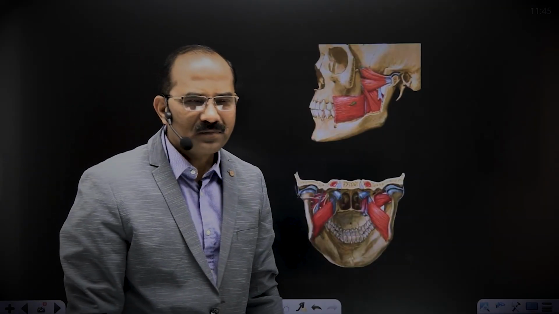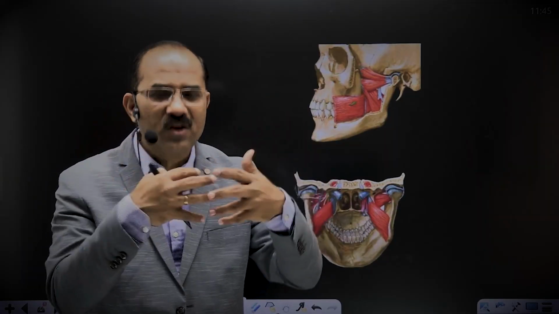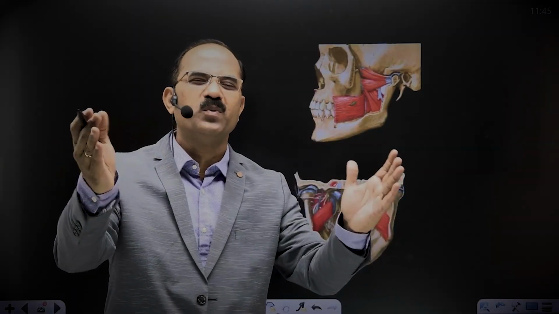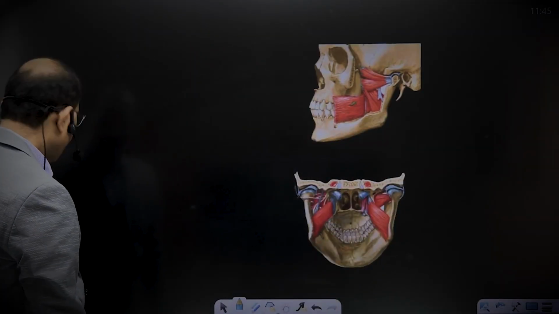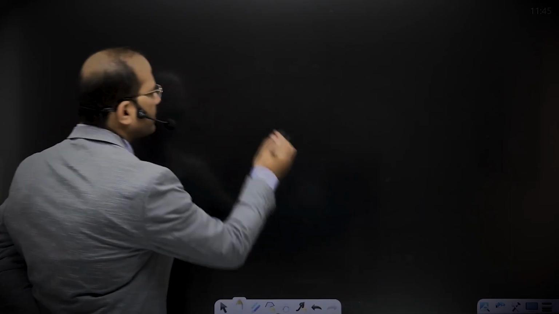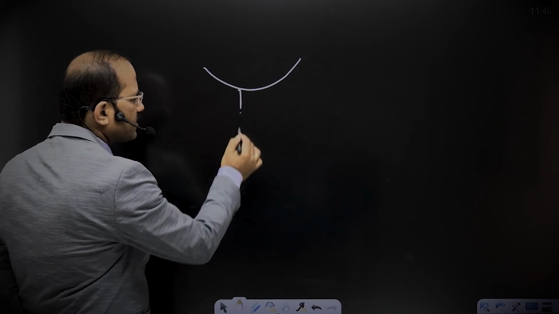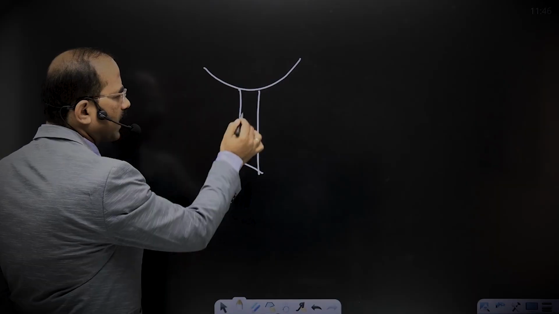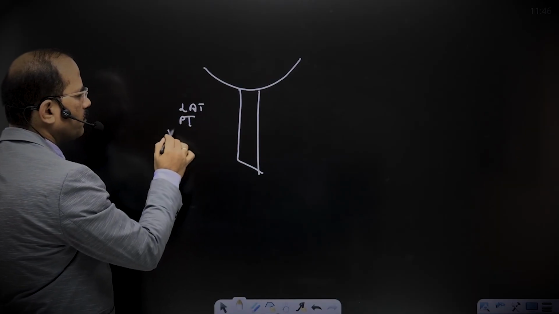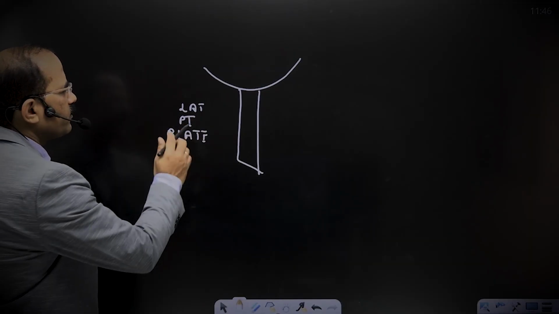Perfect. Now, this is slightly difficult to understand, students. There's some mixing of the muscles here. Just try to understand. I'll draw a slide for you and make it easy. Don't worry. Have a look at this slide now. That's the base of the skull, the greater wing of sphenoid. That's the pterygoid plate, the lateral pterygoid plate. And who's in front of this lateral pterygoid plate?